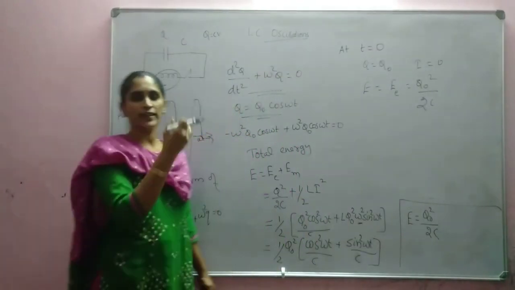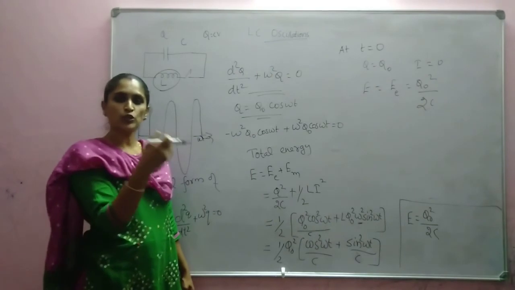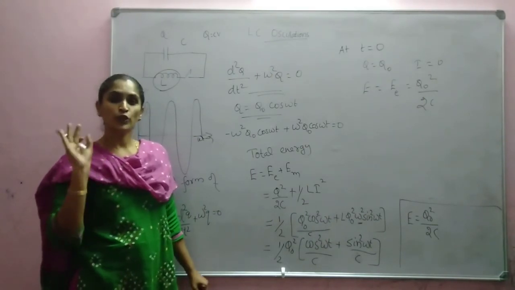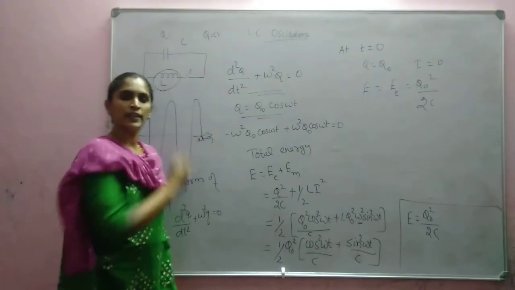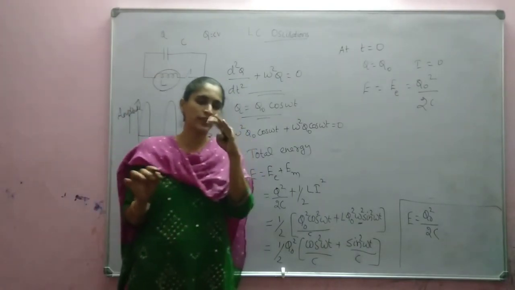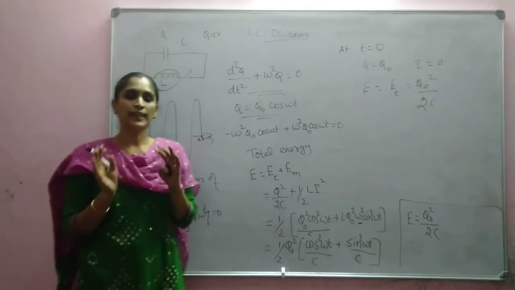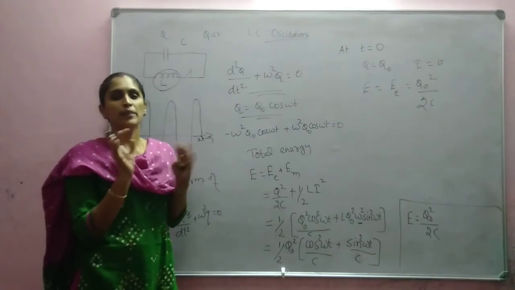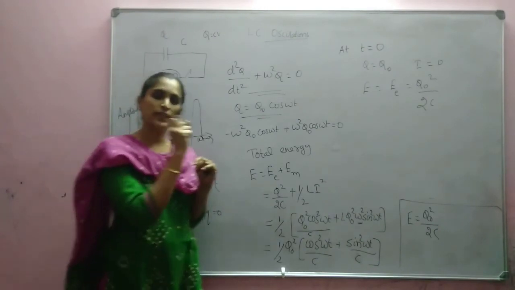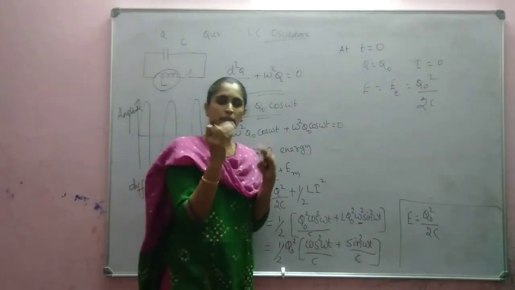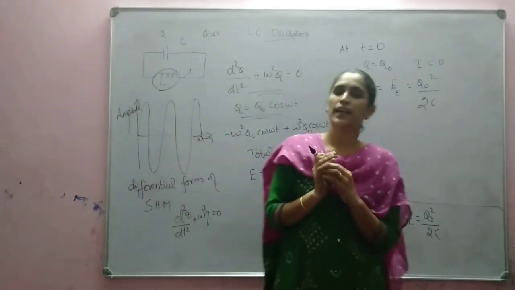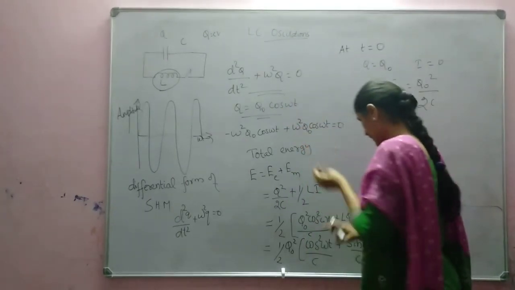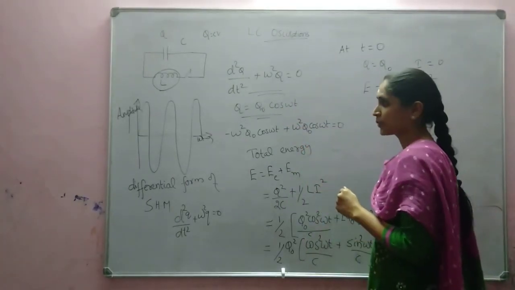Initially it will be only in the capacitor. As time goes on, when the current through the circuit increases and reaches the maximum value, total energy will be the energy in the magnetic field across the inductor. At any time in between, energy will be stored across the capacitor and inductor, but that total also remains the same. That energy will be equal to q0 square by 2C.